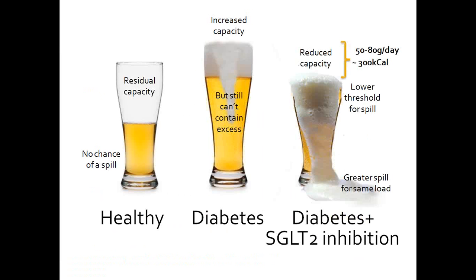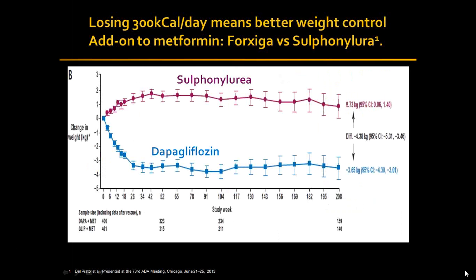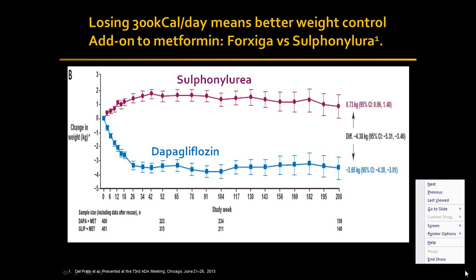But the real advantage of this agent is not just that it lowers glucose. By losing that glucose into the urine, you also lose 300 kilocalories from your body every day. Next slide, please. And that 300 kilocalories is not insignificant, and it causes a negative calorie balance in some individuals, enough for them to lose weight. And you can see in this 4-year study, those people on an SGLT-2 inhibitor losing 3 to 4 kilos and keeping it off for a period of time.